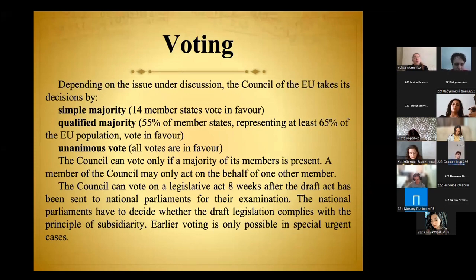The Council can vote only if a majority of its members is present. A member of the Council may only act on behalf of one other member. So there is a strong rule that for a meeting of the Council of the European Union to become powerful, they need at least 15 members present, and a member may only have the power to represent two countries at maximum.